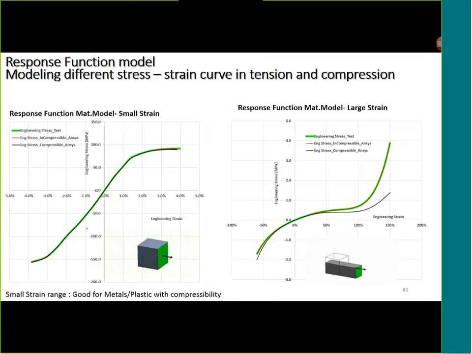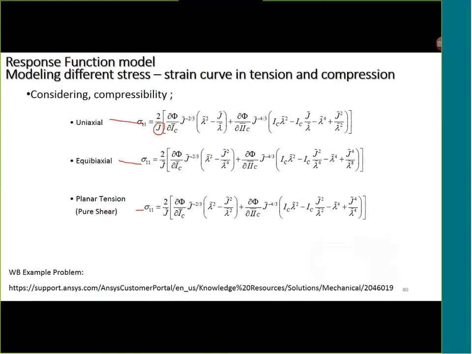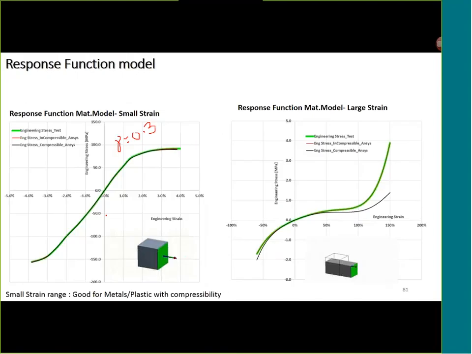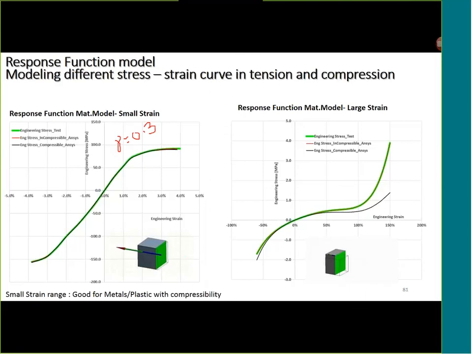This can be used to model different stress strain curves for metals also. Metals typically have a Poisson ratio of 0.3, so we cannot consider metal as an incompressible material. So we have to use some kind of compressibility which is accounted through lateral strain and the pressure volume relationship. This model works well for a small strain range, but when the strain range becomes large, it is not going to work very well.